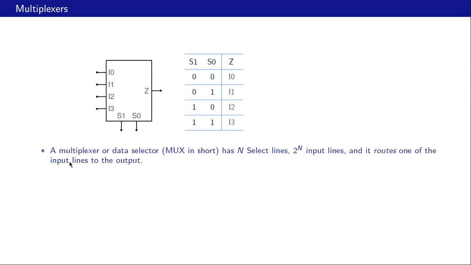A multiplexer, which is also called a data selector, or MUX in short, has n select lines. In this case n is 2 because we have 2 select lines, and 2 raised to n input lines. In this case we have 2 raised to 2, that is 4 input lines, and it routes one of the input lines to the output. So if S1, S0 is 0, 0, then this line is routed to the output. If it is 0, 1, then this line is routed to the output, and so on.